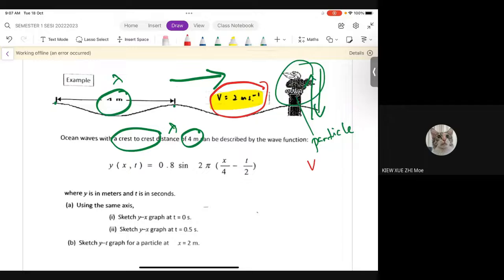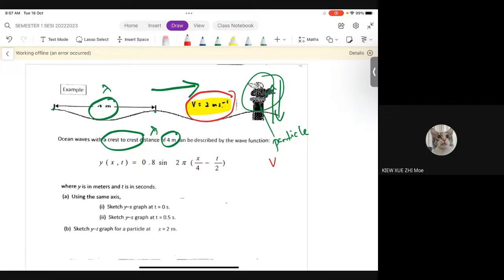Kalau speed of the particle, you kena guna SHM punya formula which is v equals ±ω√(A² − y²). Sebab because in SHM actually we are talking about particle. Kita ingat tak kita cerita pasal pendulum. Pendulum tu partikel yang bergerak seperti circular motion. So that's why kita akan gunakan SHM punya formula for speed lah, v equals ±ω√(A² − y²).